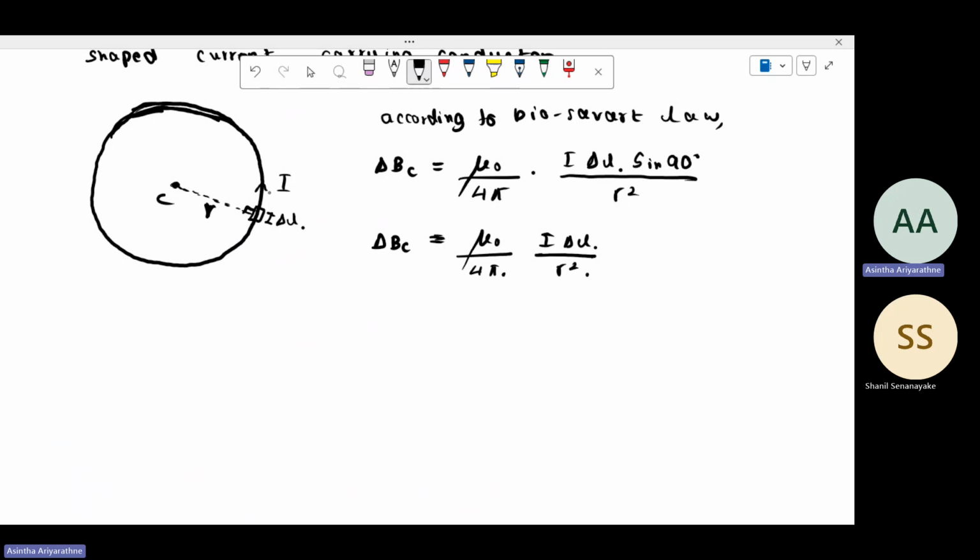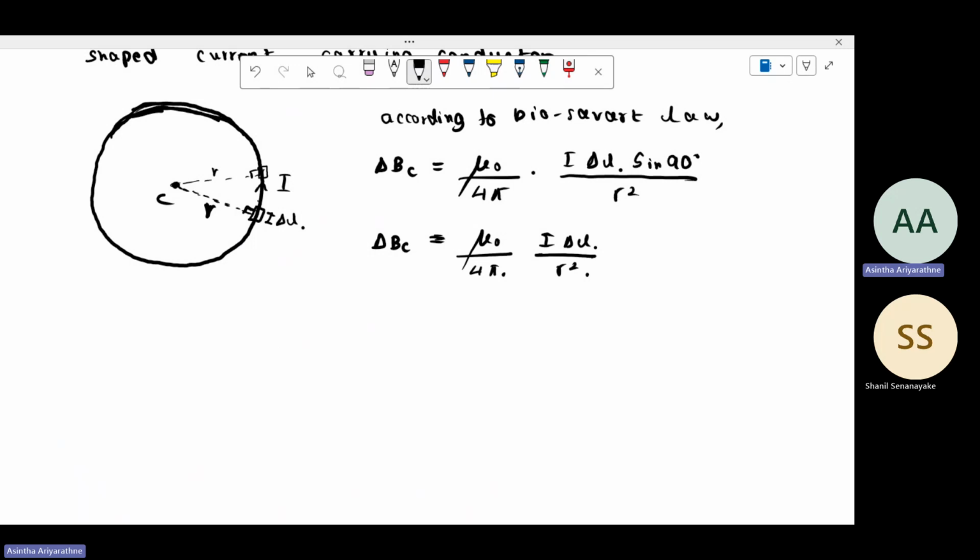Then if we consider another adjacent delta L element, we get the same expression like this. So distance is R and the angle is 90 degrees to the direction of current. Right? So we get the same expression. So in order to find the total magnetic field, what do we have to do?